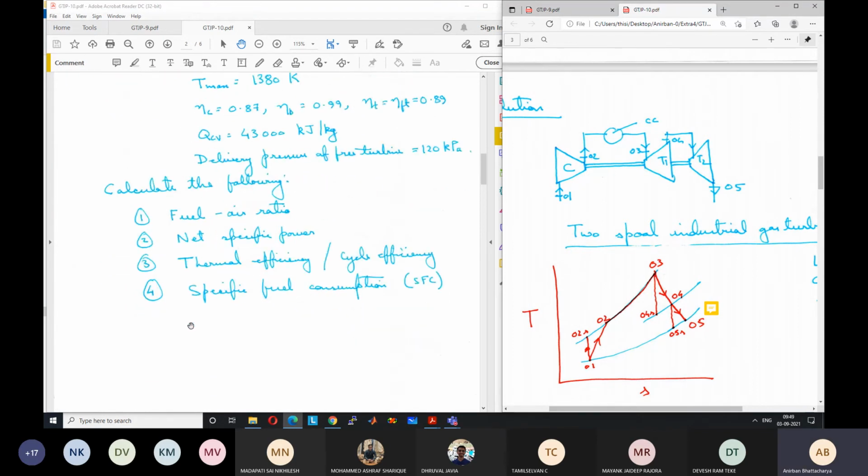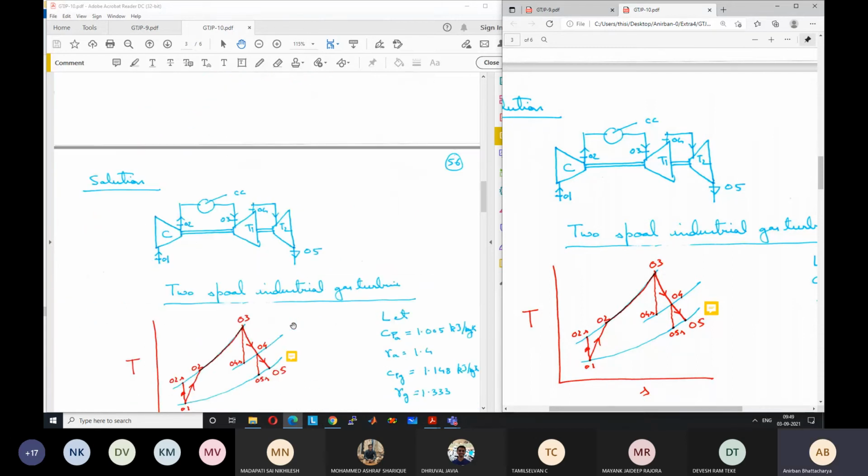So we want to calculate the performance parameters: the net specific power output from this turbine, the efficiency of the turbine, meaning the entire cycle, and the specific fuel consumption. So these three are generally the performance parameters. Also, you want to calculate the fuel air ratio, which will be required as an intermediate step anyway. Specific fuel consumption we are calculating, but we also want to calculate the fuel air ratio required. Okay.